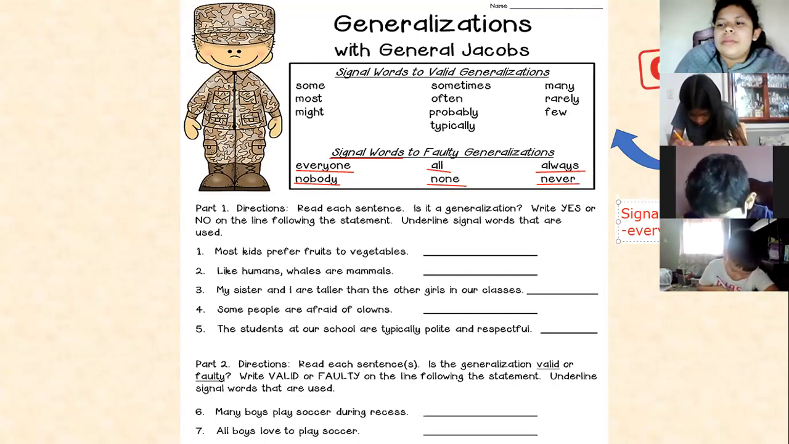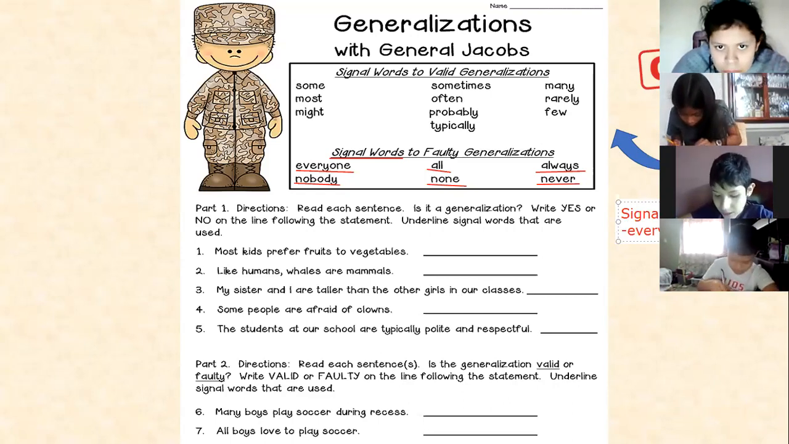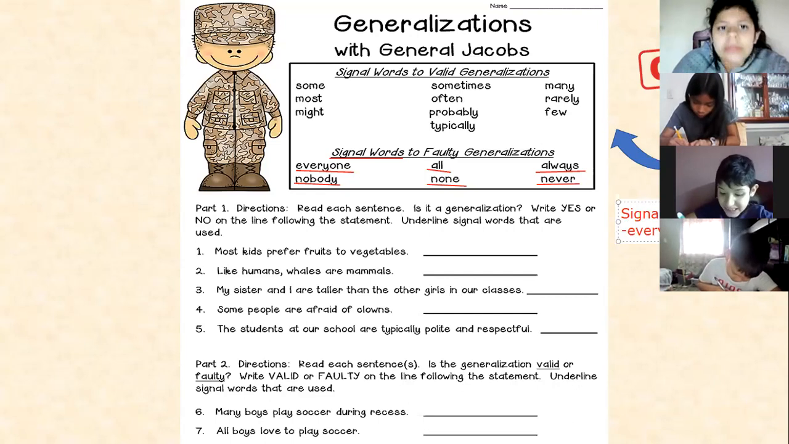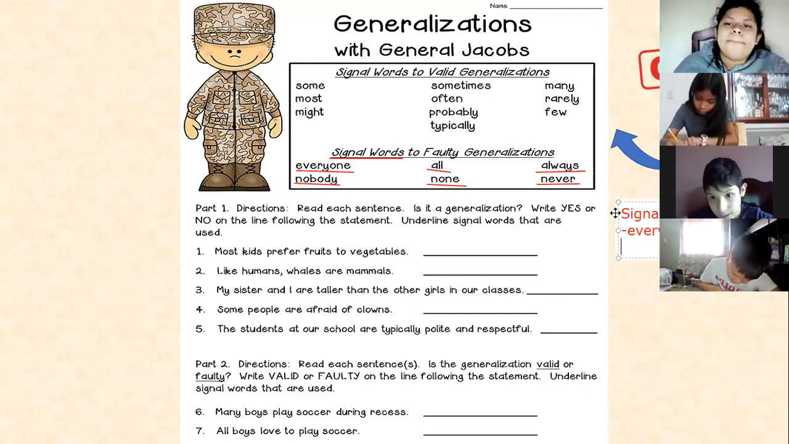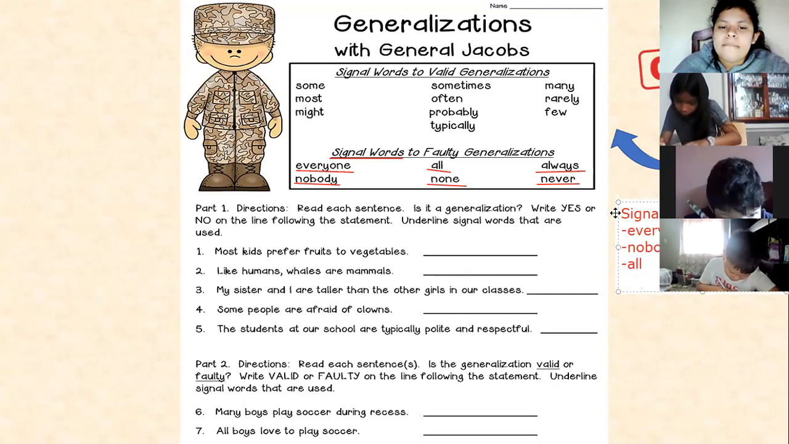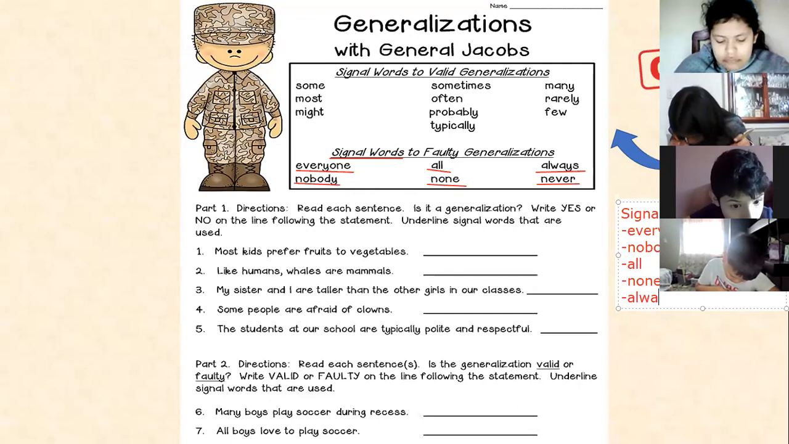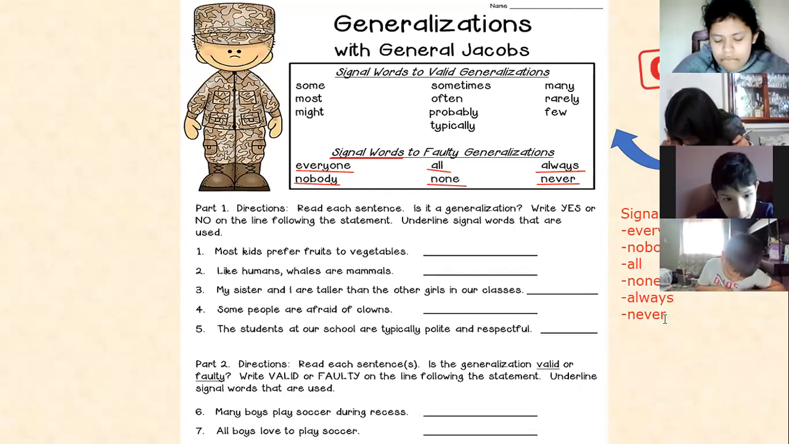Son como las palabras claves to identify valid generalization and to identify faulty generalization. So everyone, you're going to understand better when we do these exercises. And then I have an online exercise that we're going to do together. Write a list of words, so you have to write it down. Signal words: everyone, nobody, all, none, always, and never.